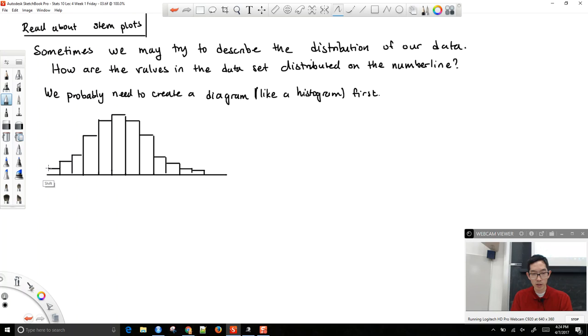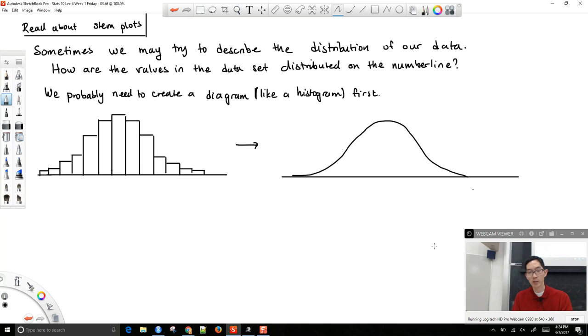Okay, and it's a little tedious for me to have to draw all of these bars out every single time. So we may say, you know what, instead, I'm just going to make my life a little bit easier and just say this shape can be represented by this curve. So here we have the histogram, and we will just have a representative curve over here.